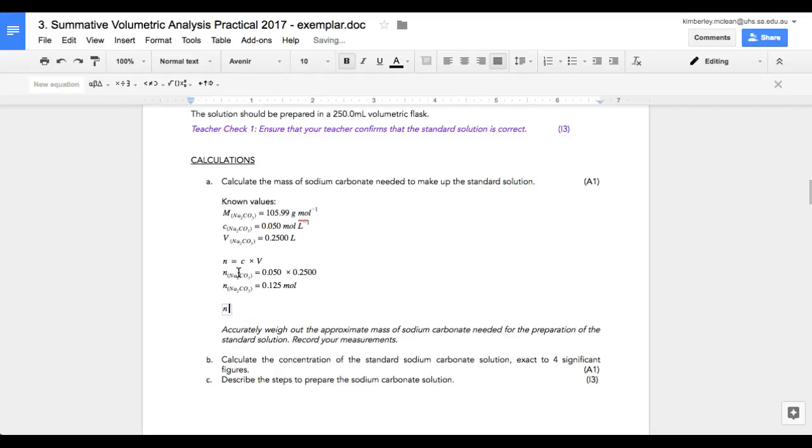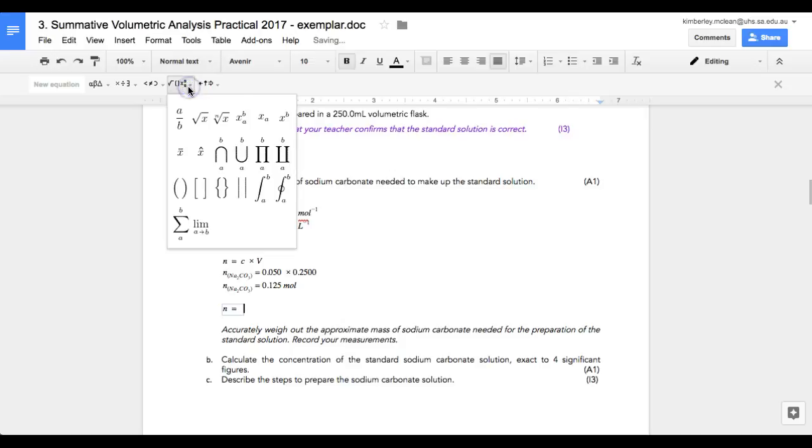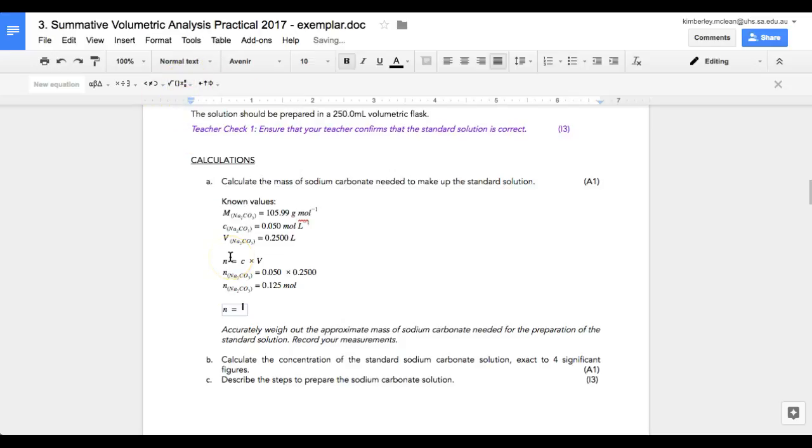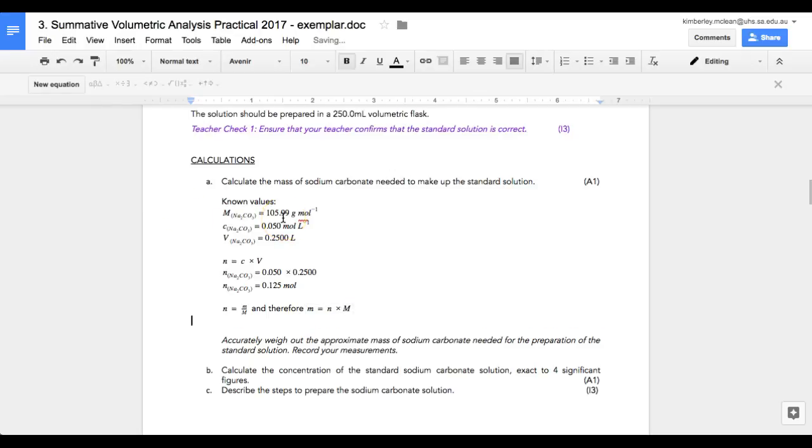Number of moles equals, we're going to use the A on B equation editor part here, small m for mass, right arrow to get down to the next section, over large M for molar mass. And therefore, another equation: small m is equal to n multiplied by capital M for molar mass.